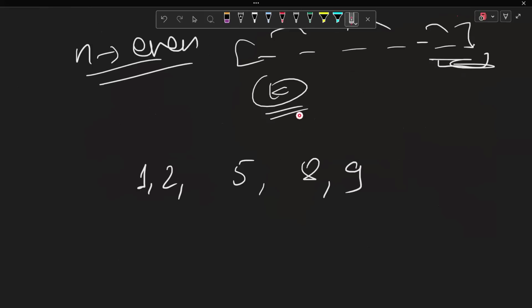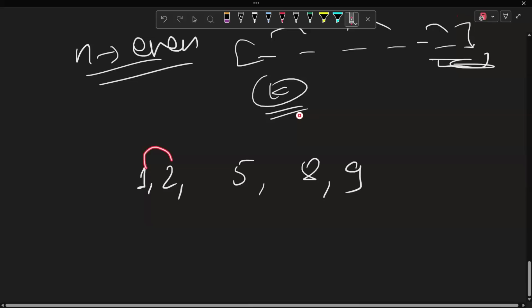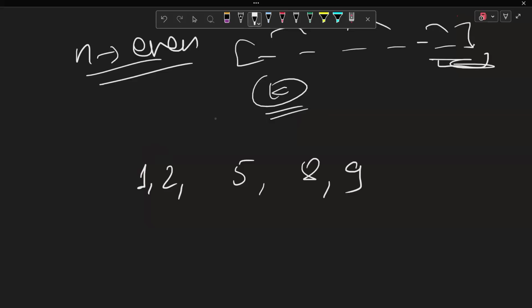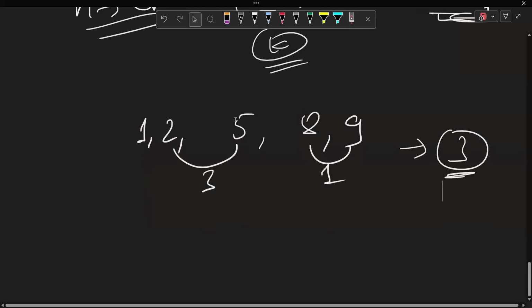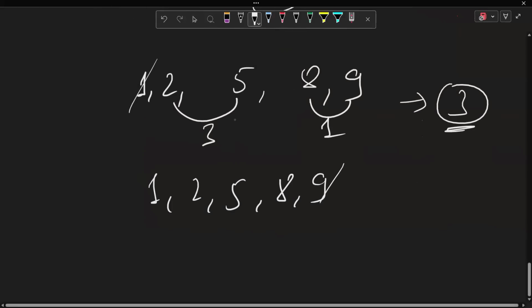Okay, let's say you have a case like this. If you are excluding 1, then your differences will be 3 and 1. So your answer would be 3, the maximum among 3 and 1 is 3. If you are excluding 9, that is 1 2 5 8 9, you exclude 9, then our answer was 3. If I'm excluding 9, then the difference is 1, the difference is 3, so our answer is 3.